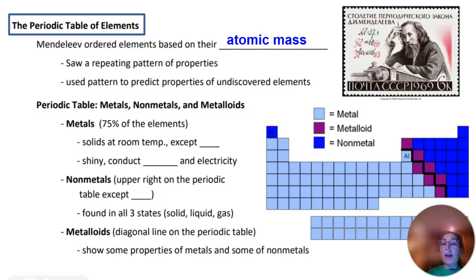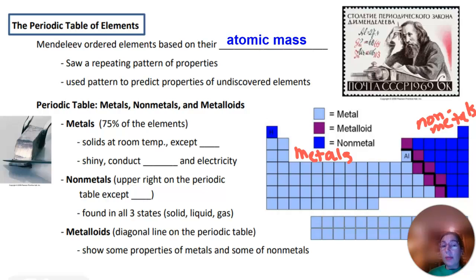On our periodic table, we have metals on the left and non-metals on the right-hand side of the table. Over here in light blue are our metals, and over here in dark blue on the right are our non-metals. So it's helpful to label that on one of your tables. 75% of the elements are actually metals. There's a whole lot of metals. They're usually solids at room temperature. Some of those solids are pretty soft, but in general, they're shiny solids at room temperature.